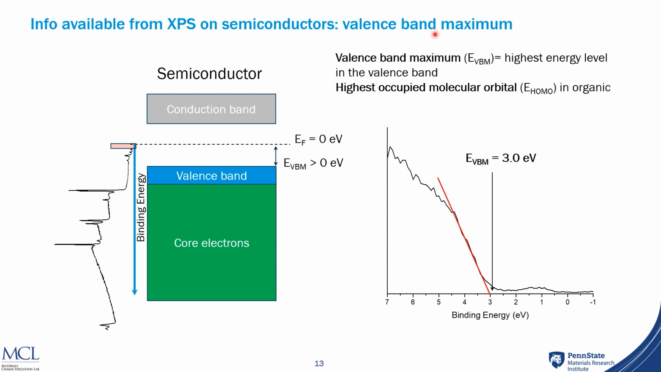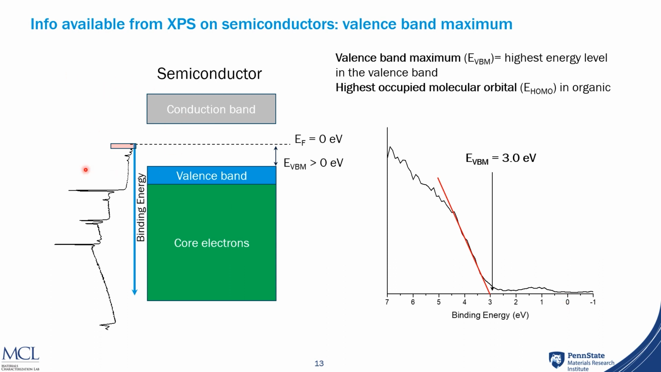A third parameter that is important to folks making devices is the valence band maximum. This is the highest energy level in the valence band. It's also, for organic materials, called the HOMO, or highest occupied molecular orbital. And this is the onset position where we see signals start to appear in a material, analogous to what I showed in the P and N-type silicon a few slides ago.